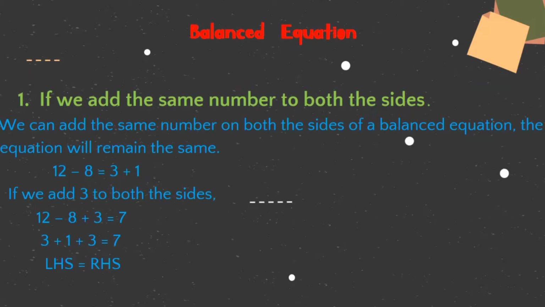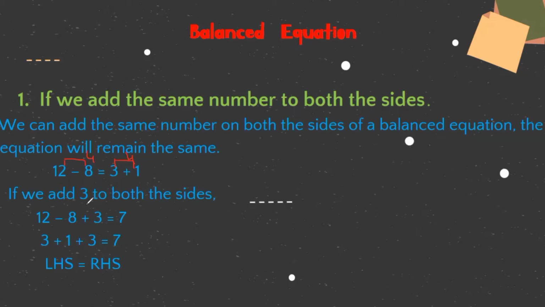For example, take 12 minus 8 is equal to 3 plus 1. You can observe this is balanced. Why? Because 12 minus 8 will be 4, and 3 plus 1 will also be 4. So left hand side and right hand side are both equal. This is called a balanced equation.